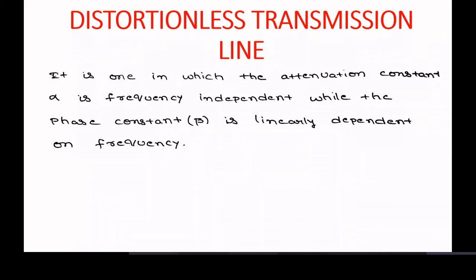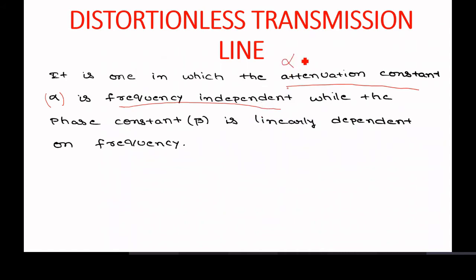Now we will see the distortionless transmission line. So when will we say the transmission line is distortionless? In that case, the attenuation constant, which is represented by alpha, should be frequency independent. It should not depend on, or it is not a function of, frequency.